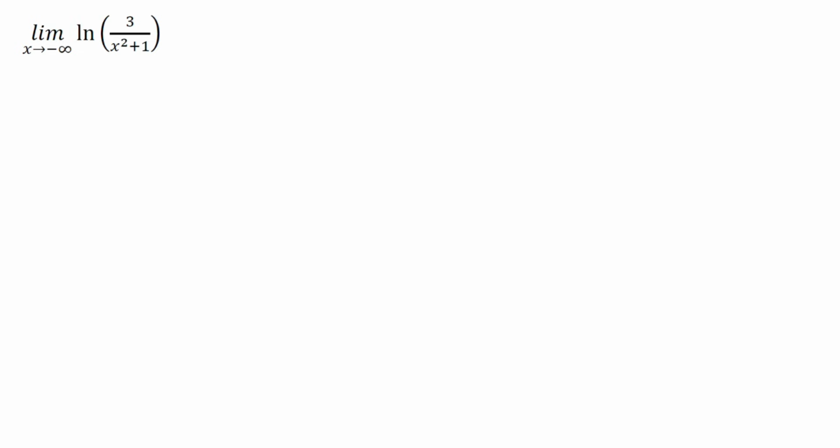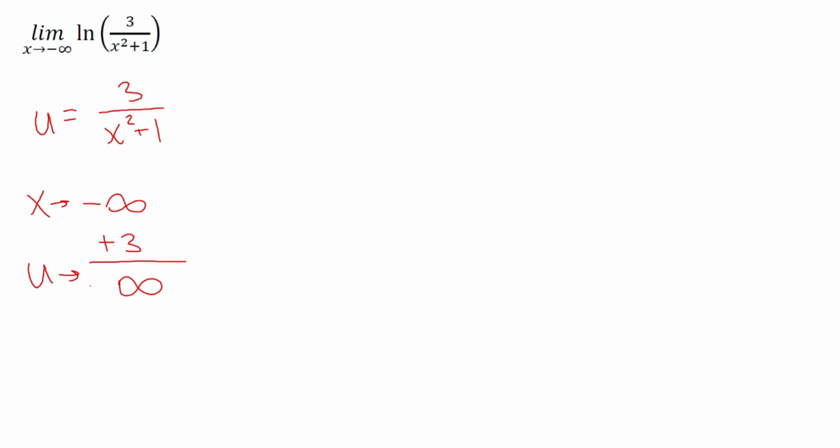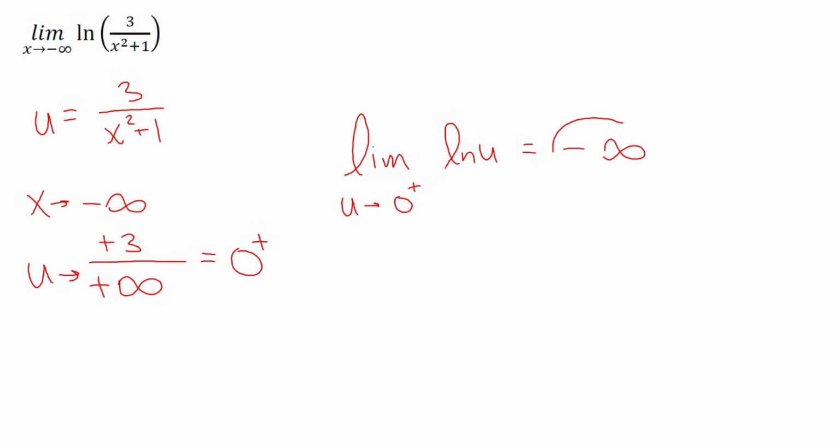For our next one, we're going to do the same thing. We're going to let u equal 3 over x squared plus 1. And as x approaches negative infinity, u is approaching a positive 3 divided by negative infinity squared plus 1. Well, negative infinity squared is infinite. We have a positive 3 and a positive infinity, which means we're approaching 0 from the right-hand side. So this is a limit as u approaches 0 from the right of the natural log of u, and as we just said, that's equal to negative infinity.